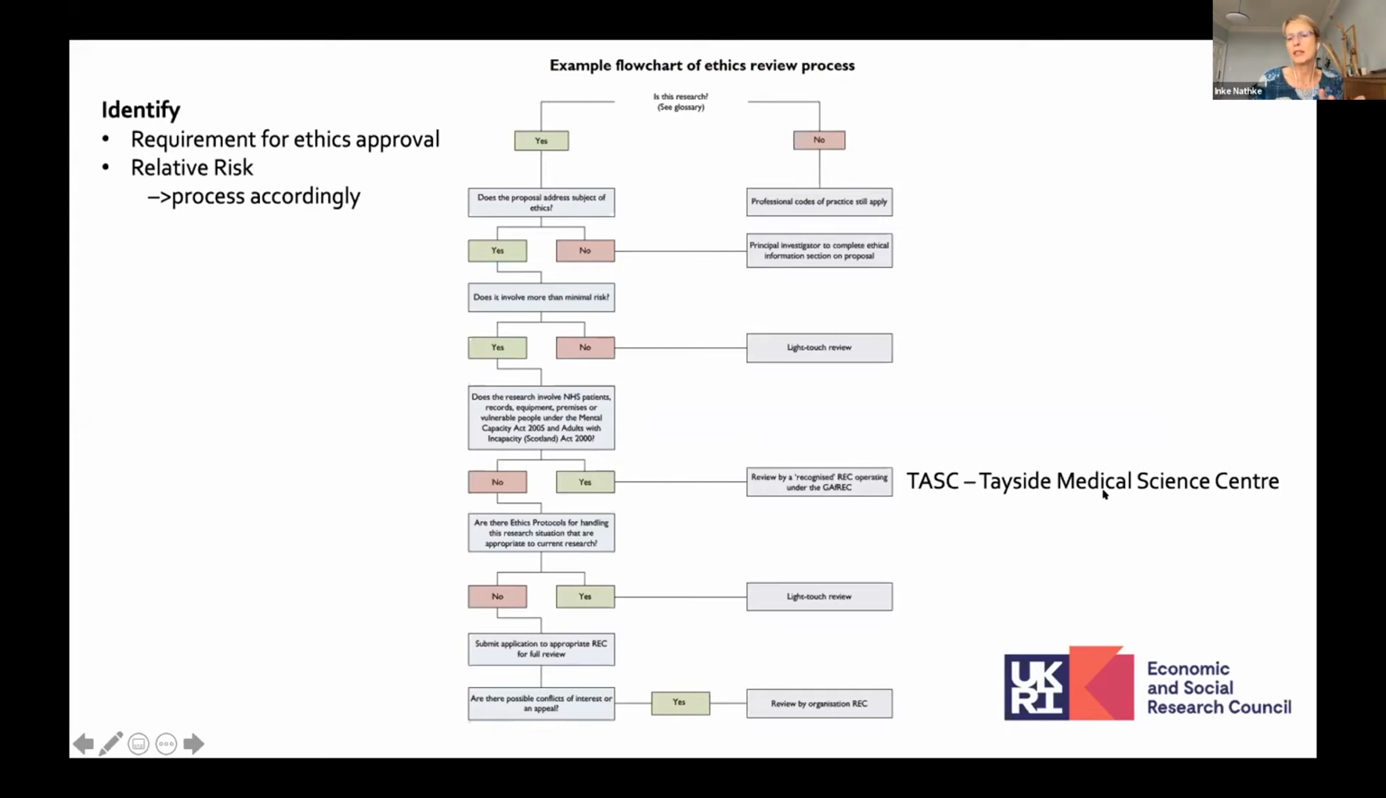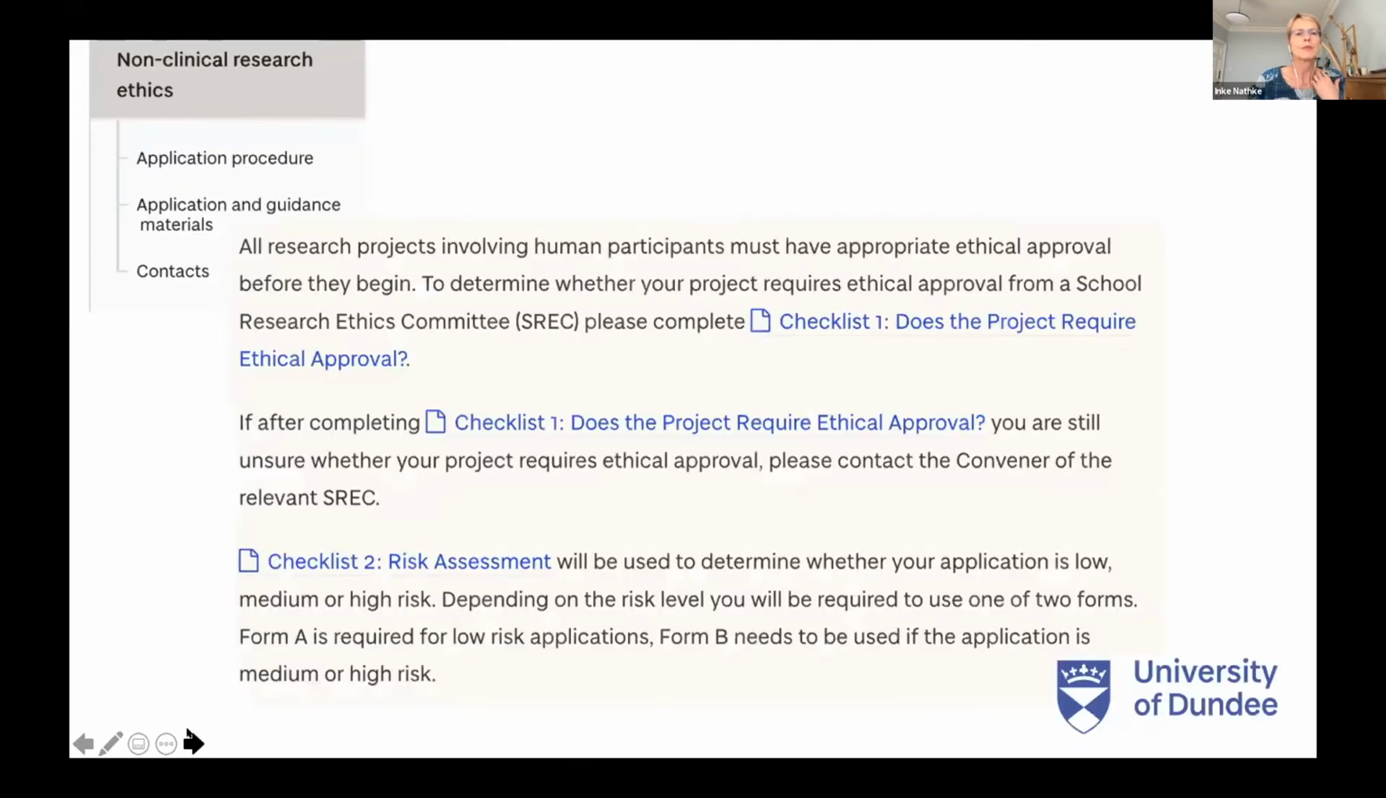Is it actually more medical research? Is it relating to NHS patients? In Dundee, we have the Tayside Medical Science Centre that deals with all clinical ethical approval. But if people don't know up front, there's a process to establish that. Going back to our websites, there are checklists that we've tried to keep very simple, because even though collectively there's a lot of knowledge, as people embark on this process, individually there isn't always so much. Having a very clear process that guides people through with simple, clear questions helps establish these criteria and what exactly needs to be done.